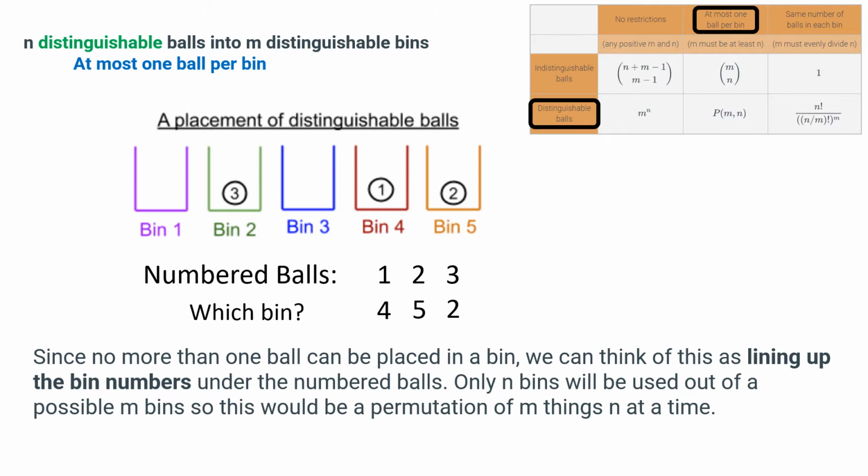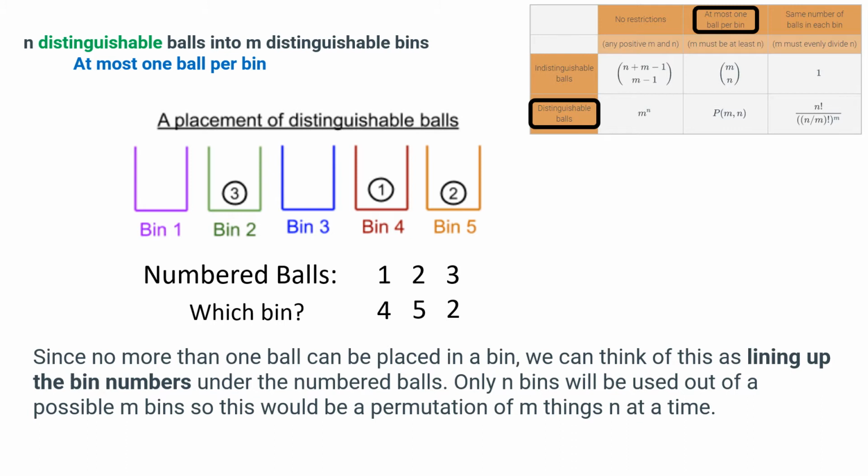So we can think about it as lining up the bin numbers under the numbered balls, right? So I have those numbered balls at the top, and then I'm just lining up the bin numbers, and they can only appear once, because we can't have more than 1 ball in a bin.